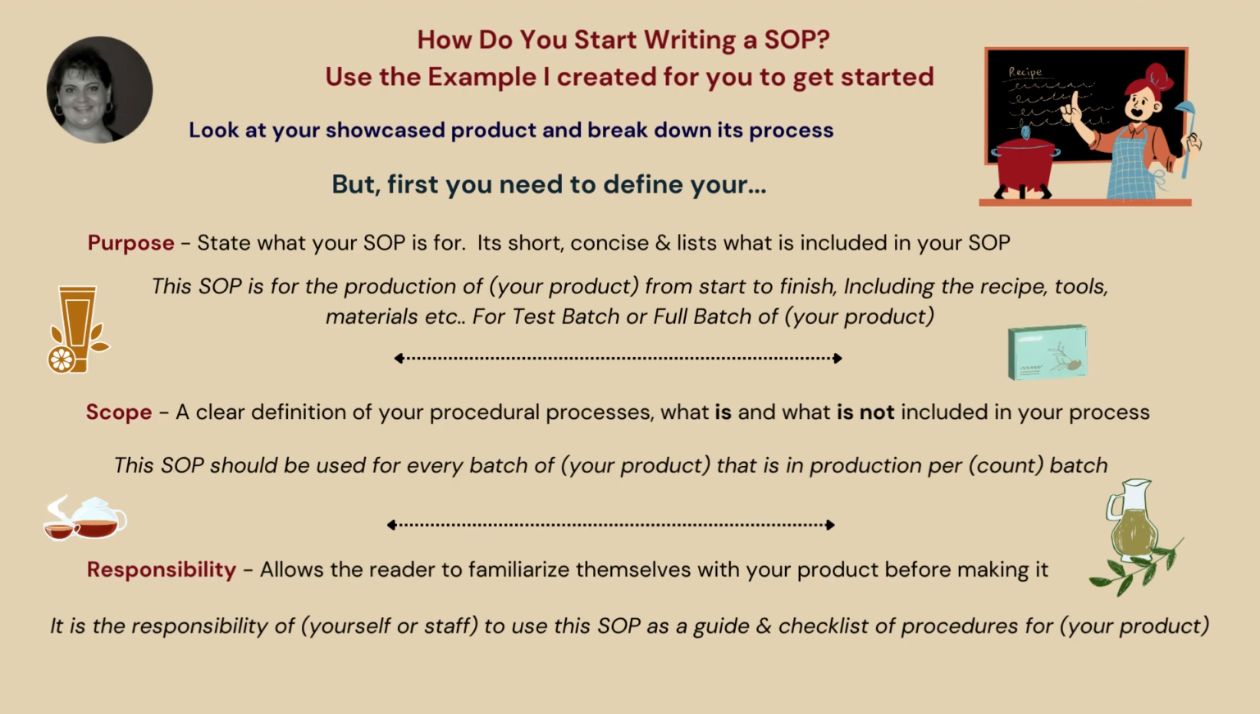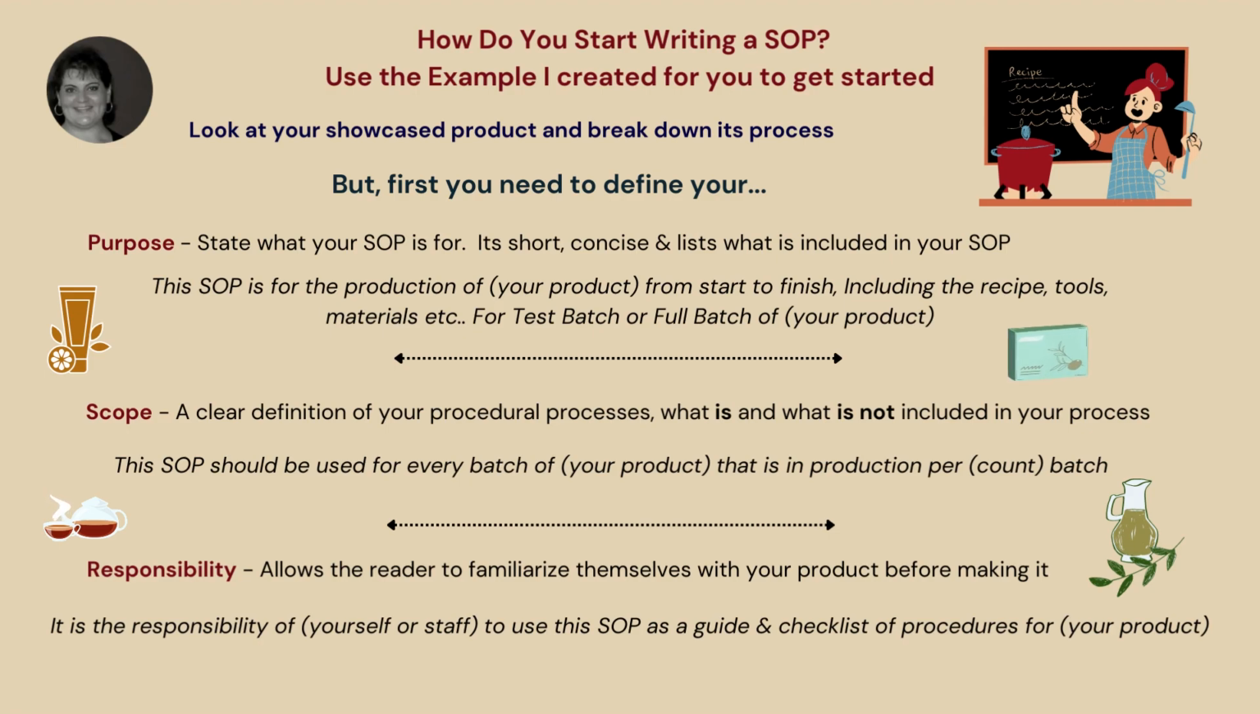Next is the scope. The scope is a clear definition of your procedural processes. What is and what is not included in your process. For example, this SOP should be used for every batch of your product name that is in production per count number batch. Now, when reading your scope, if anything is left to question, then your scope is not complete.